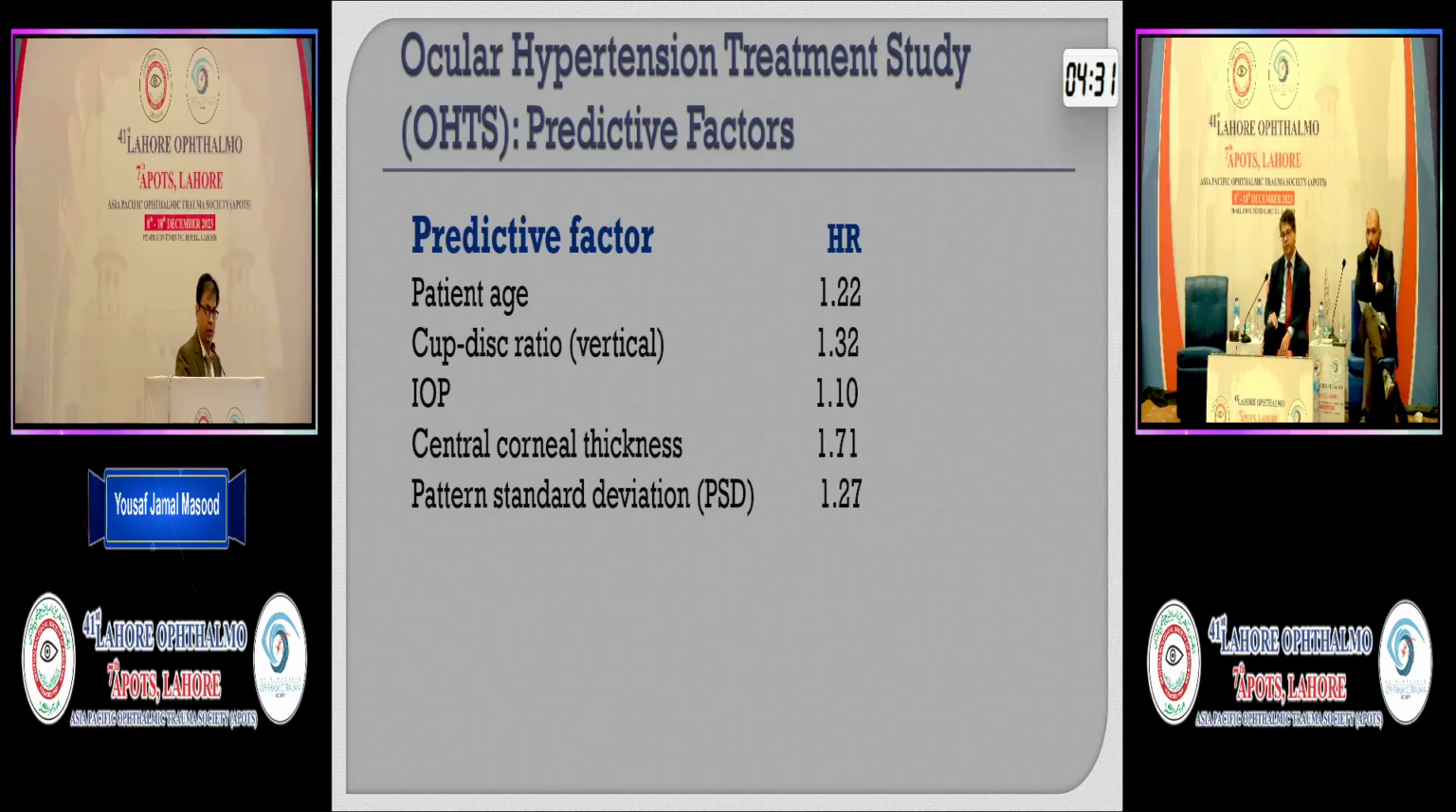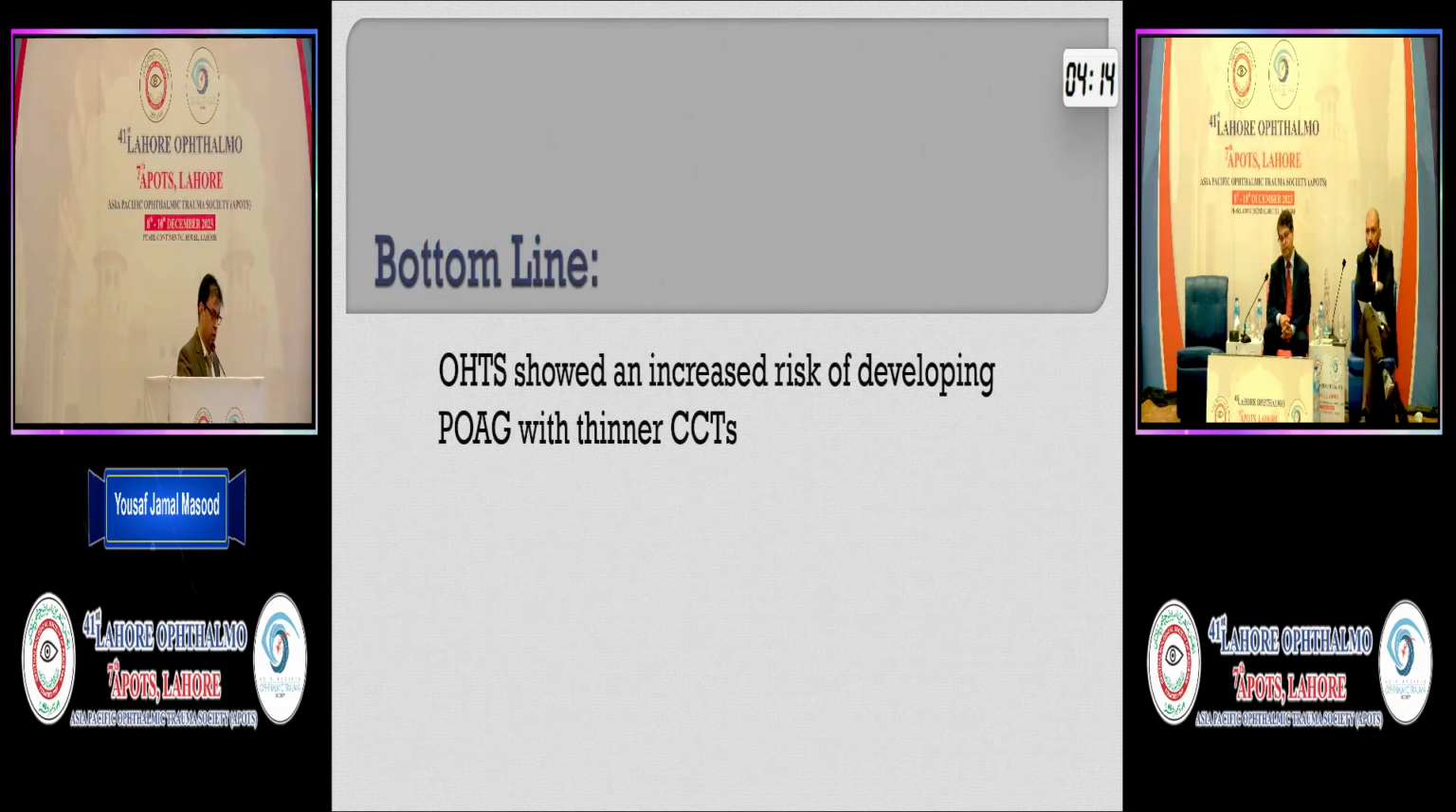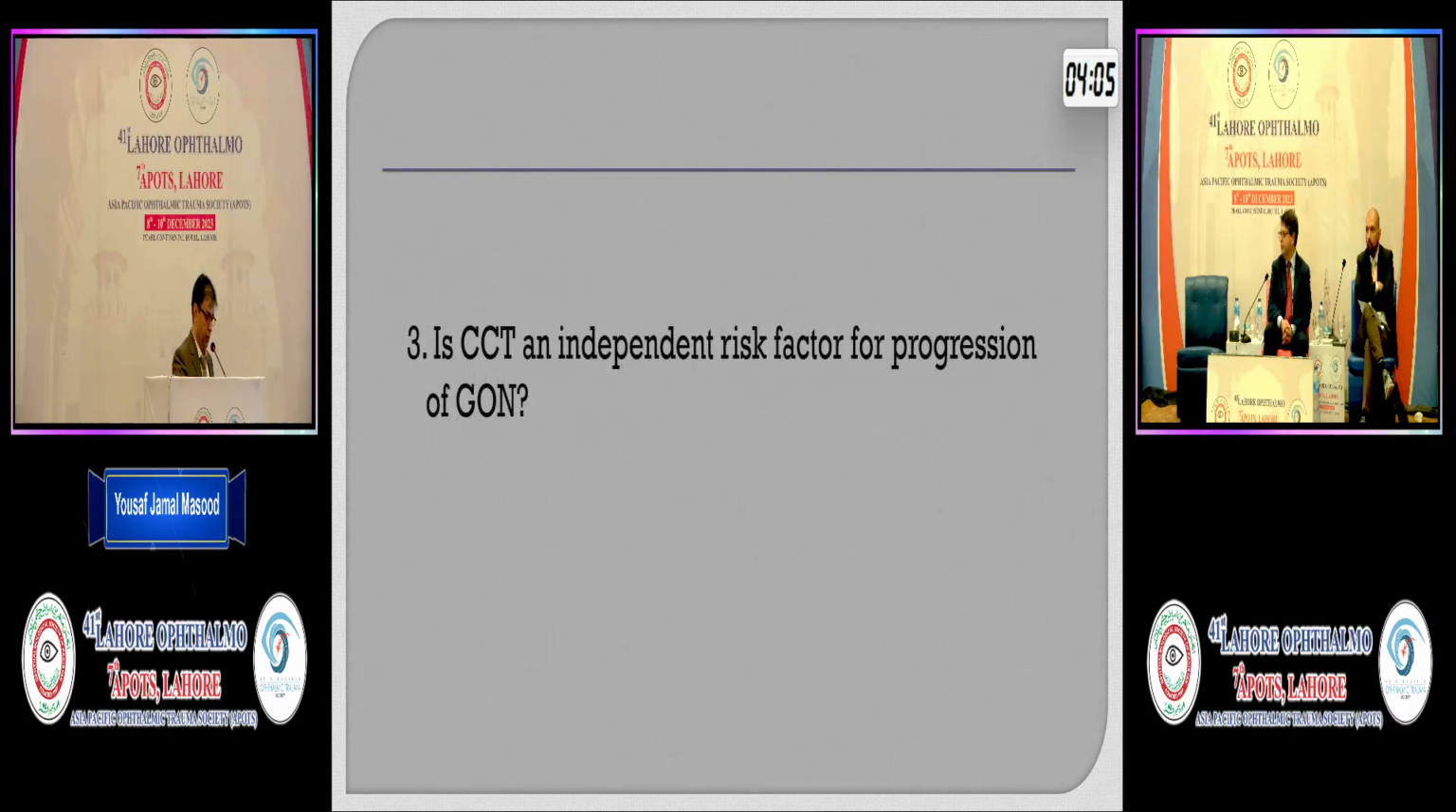So they gave a few predictive factors, what are those predictive factors which can lead to development of primary open angle glaucoma in ocular hypertension patients. Among all of them, the CCT was one of the most important factors with a hazard ratio of 1.71. So the bottom line of the old study was that it showed an increased risk of developing primary open angle glaucoma with thinner CCT. Third question, is CCT an independent risk factor for progression of glaucoma?